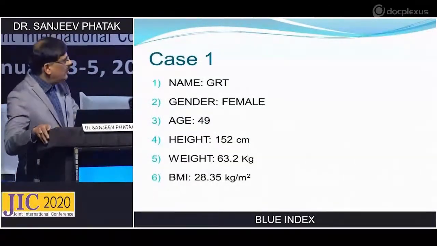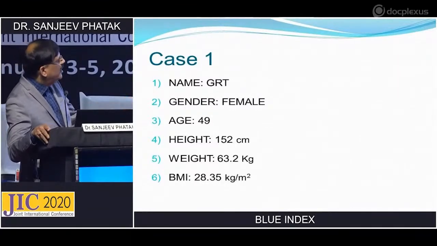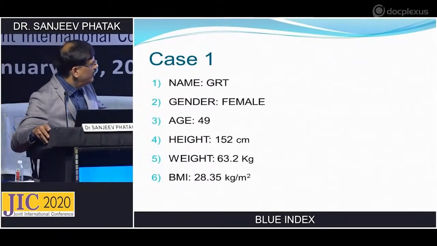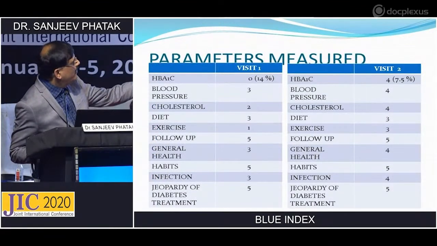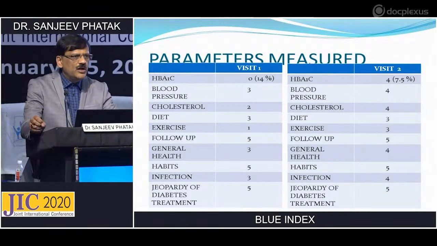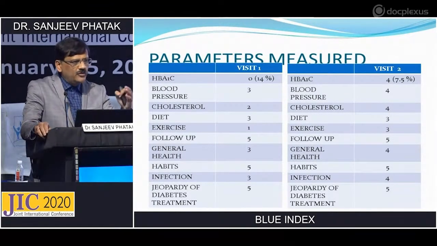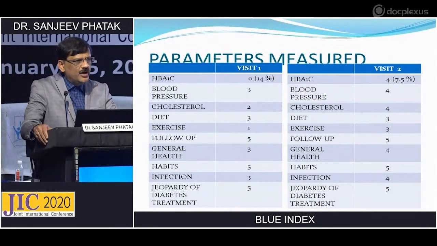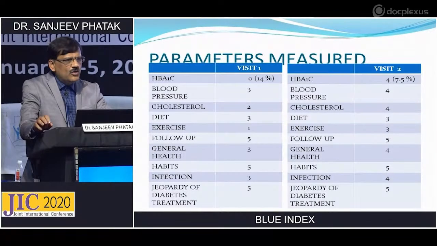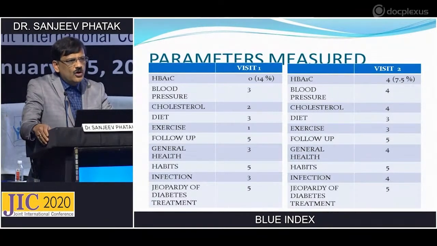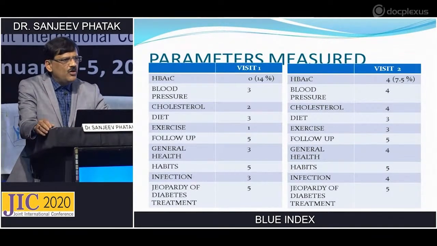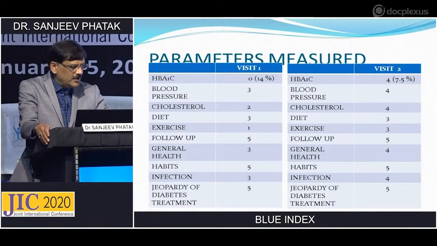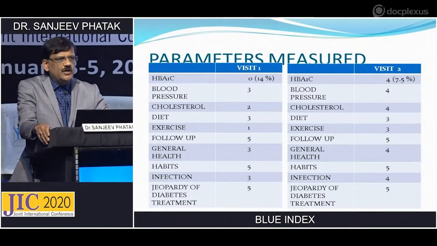I'll just give you an example of this case. A female, initials GRT, age 49, height 152, BMI is 28. We assess the parameters at visit 1, and the score was 30. With motivation, by explaining this, her score improved to 41 in 3 months. The message is not that by improving the score you will be able to reduce the complication, but the quality of life, the patient motivation definitely will improve. We now have more than 2,000 patient data for last 2 years. Whether it will translate into reduction in complications or not, only time will tell.